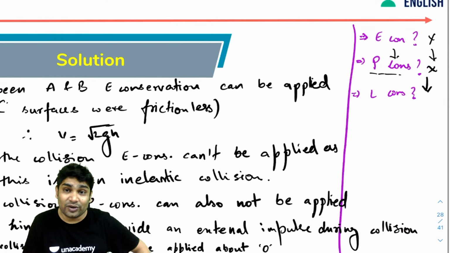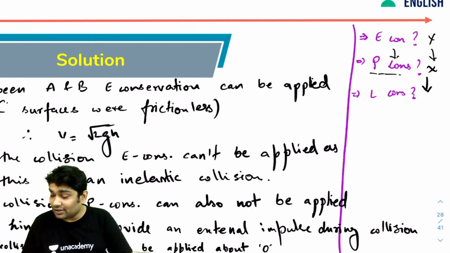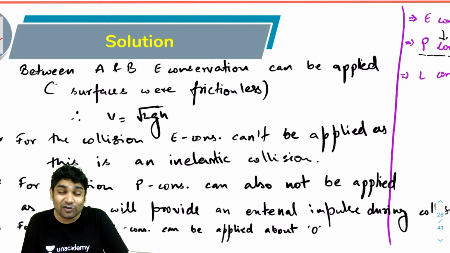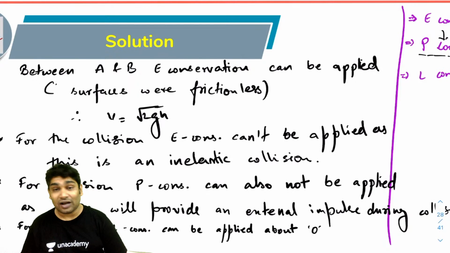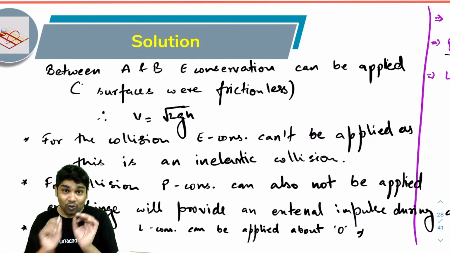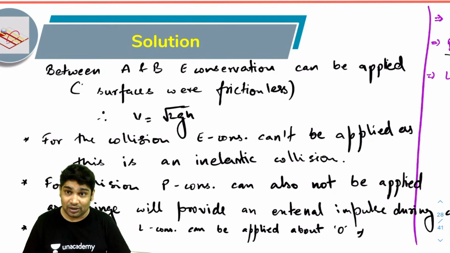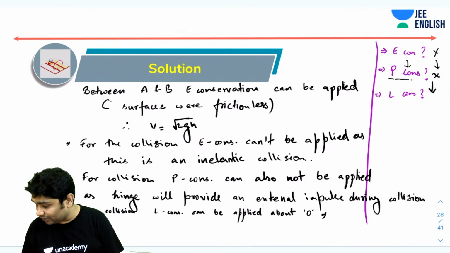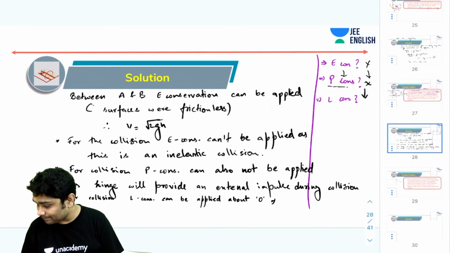Because a lot of students ask me exactly that: Sir, okay, you applied this, but how did we know we had to apply it? How do I know that I have to apply angular momentum conservation? Why not energy? Why not momentum? That is why I'm showing you all these steps about how you would have thought of this. It can be applied about O. Okay, so now when I apply angular momentum conservation about O, what is the initial angular momentum? I think I will need to add one page here.